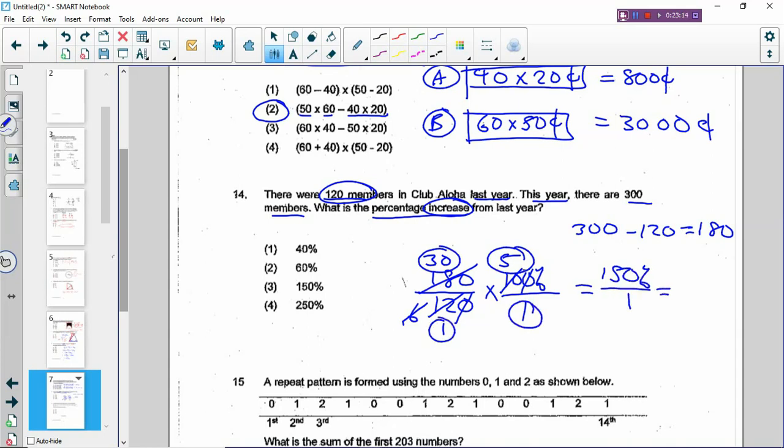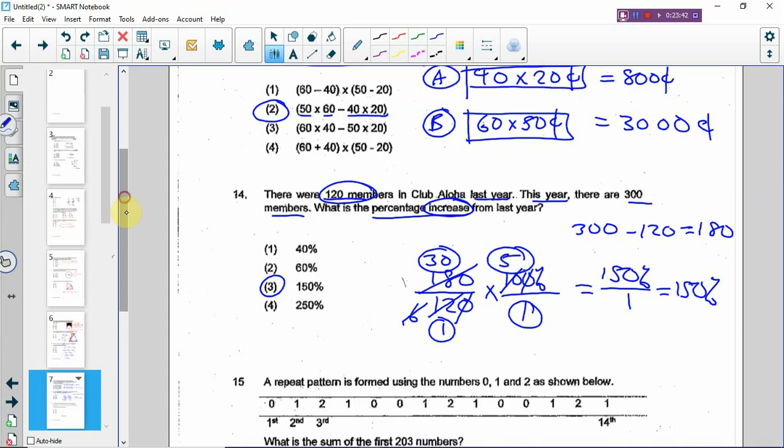So how many percent increase? That will be 150% increase, which is your answer number 3. Alright, so this is the easy way to get a percentage increase. I know that some of you have written 100% is 120, and then how many percent is the increase? That is also fine, but later on you'll find that it is a bit hard to do that way. So the easy way is to write as a fraction, and then later you convert to percentage.